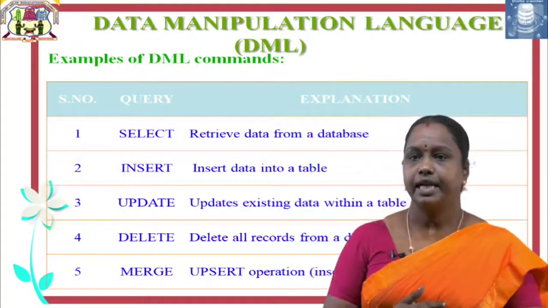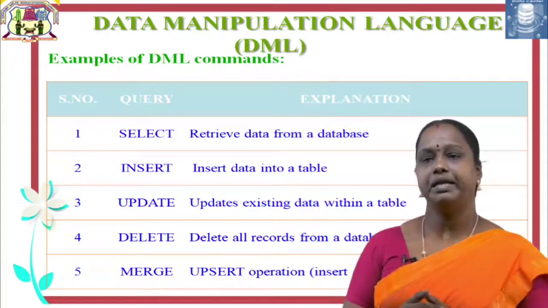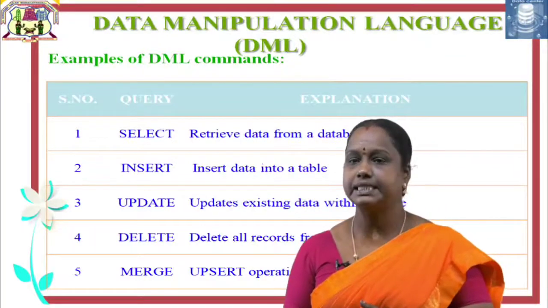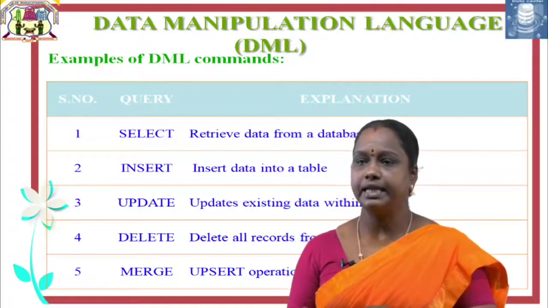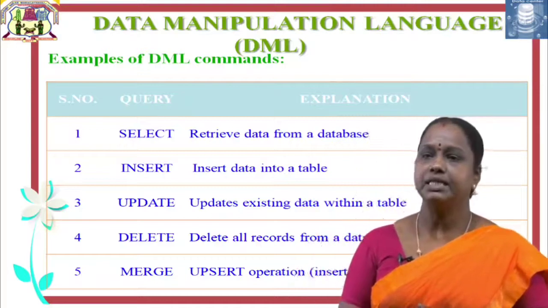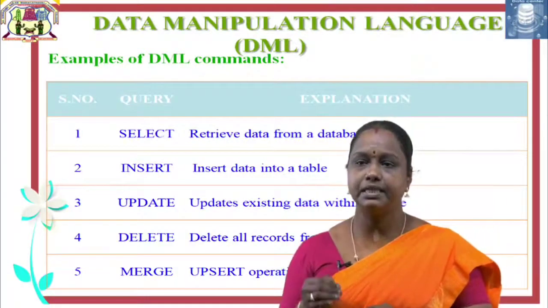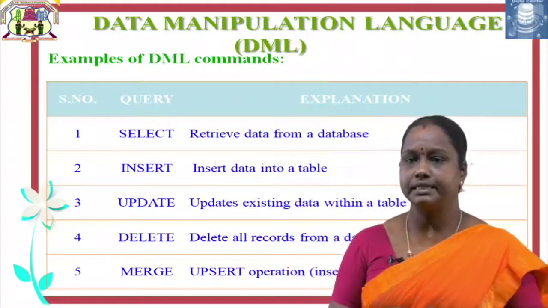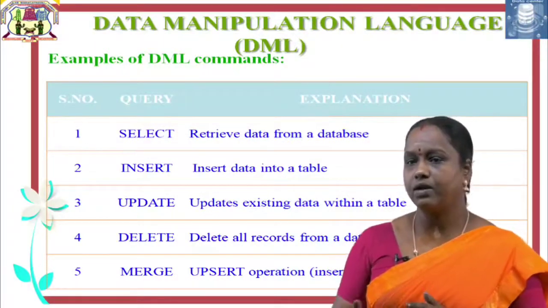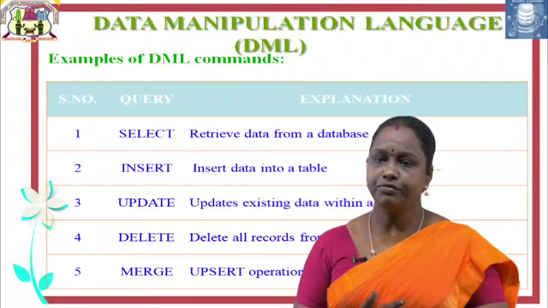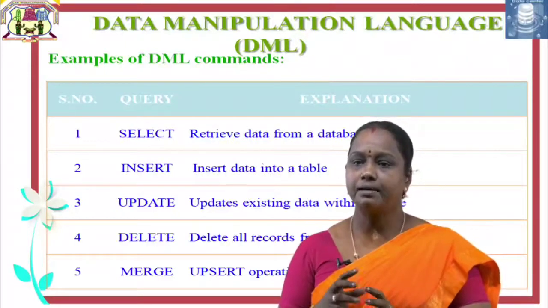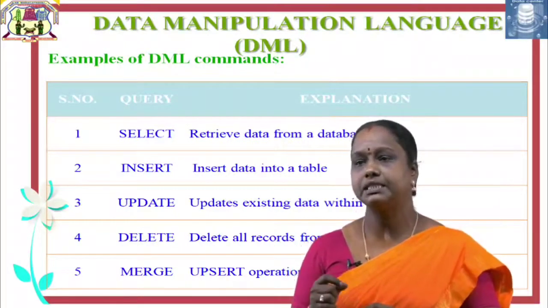First one is select. It is used to retrieve data from a database. And second one is insert. It is used to insert data into a table. And third one is update. It is used to update existing data within a table. And fourth one is delete. It is used to delete all records from a database table. And fifth one is merge. It is used for upsert operations, that is insert or update.